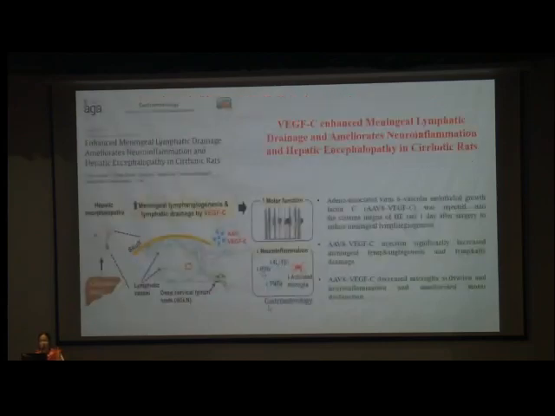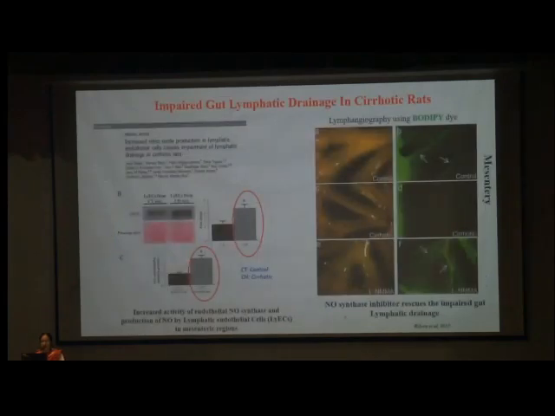Just 2 years after this study, it was Iwakiri who showed that if we give recombinant VEGF-C in the meninges directly through an adenoviral method, it improves meningeal lymphangiogenesis and the lymphatic drainage. And the improvement in lymphatic drainage decreased microglial activation and neuroinflammation, and also ameliorated the motor dysfunction in the BDL rats. Then coming to the gut.